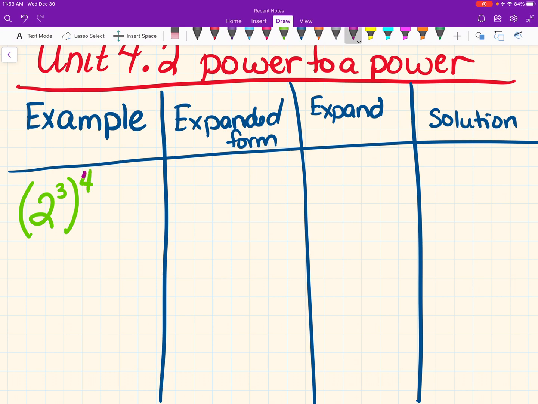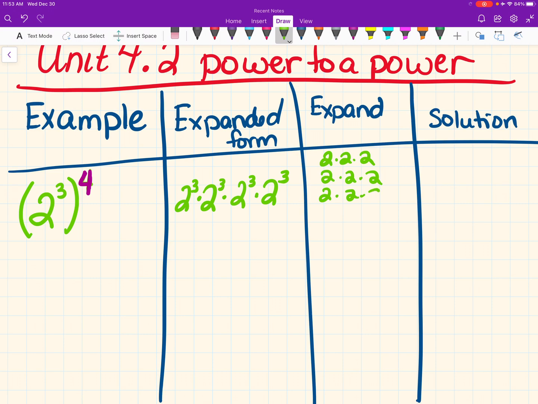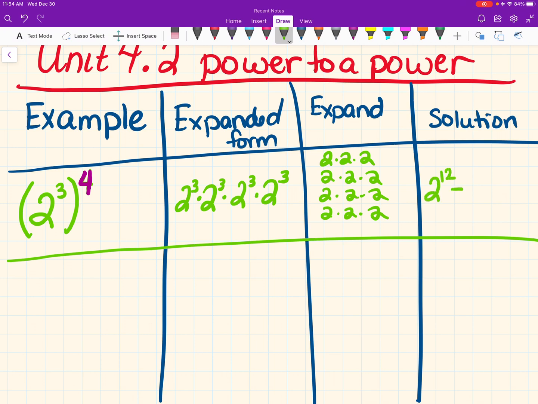Let's start with this 4. That means we have 2 to the 3rd power written 4 times. So that's going to be 2 to the 3rd times 2 to the 3rd times 2 to the 3rd times 2 to the 3rd. Now if we want to be even more difficult, we can expand each of those. So that's 2 times 2 times 2, 2 times 2 times 2, 2 times 2 times 2, 2 times 2 times 2. How many 2's altogether are we multiplying? We're doing 2 to the 12th. And that's going to equal, if you put in your calculator, 4,096.